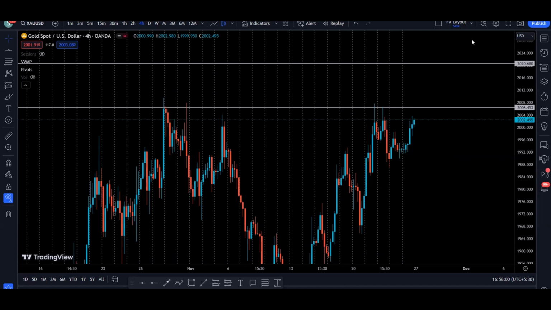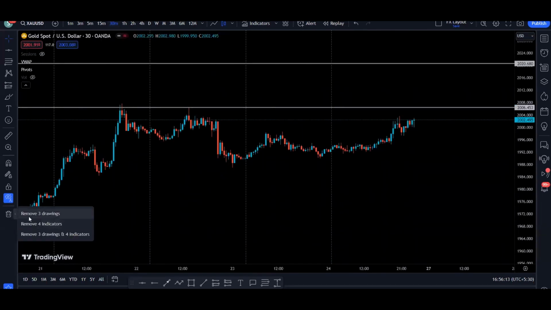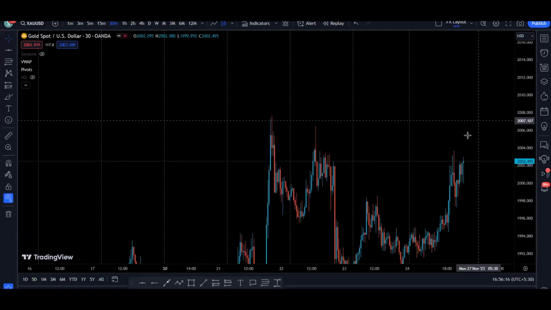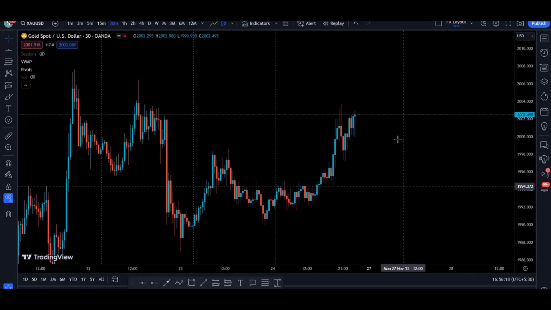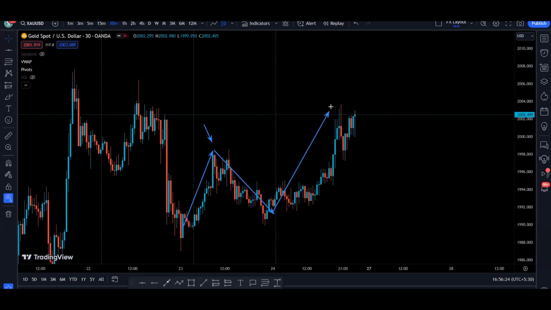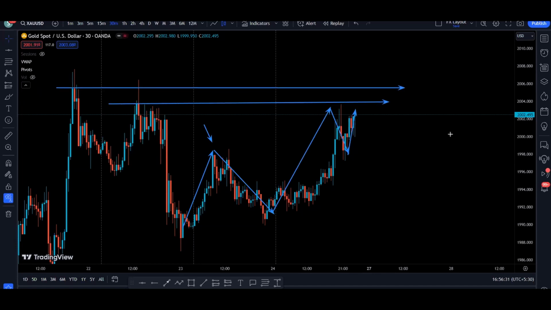Now let's go to the 30-minute time frame. And on the 30-minute, we can see that price is creating higher highs and higher lows at the moment. So we created a high, higher low, and then we broke the previous high, created a new high, higher low, and kind of we are into this resistance area that we also saw in the 4-hour time frame.